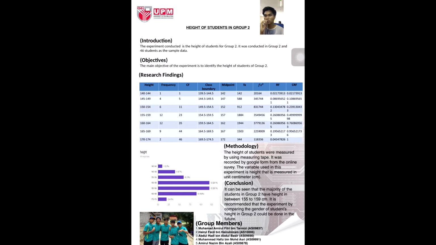Okay, for the conclusion of this project, we can see that many students in group 2 have height between 155 to 159, which is almost 12, the same as 160 until 164. It is recommended that an experiment comparing the genders could be done in the future.